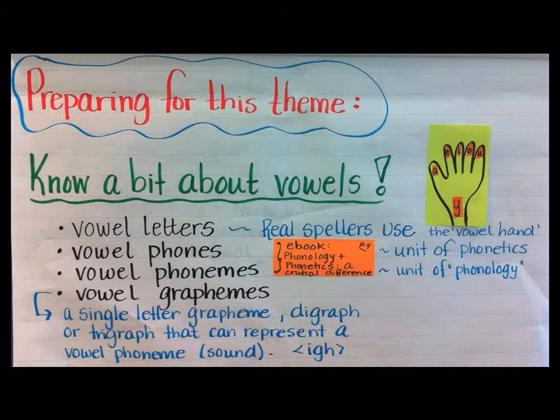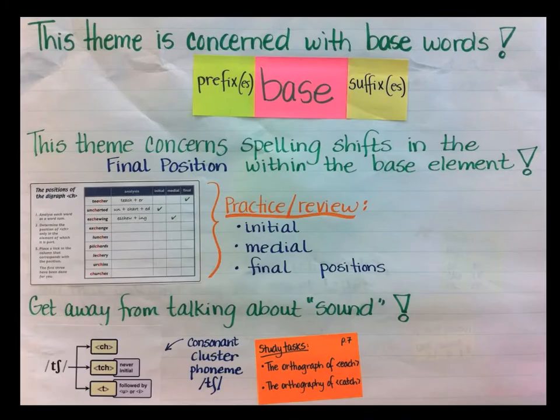The final bullet there we have some experience with, and these are vowel graphemes. Vowel graphemes can be made up of a single letter grapheme, a digraph, or a trigraph that can represent a single vowel phoneme or sound. Think about the example IGH. There are 3 letters there, but together they are a vowel grapheme representing the single vowel sound, either I or A, depending on what's in front of them. Just a little bit to think about before you get started.